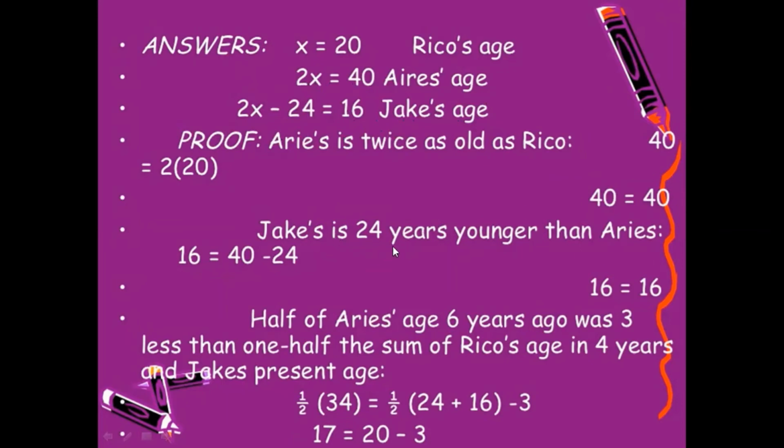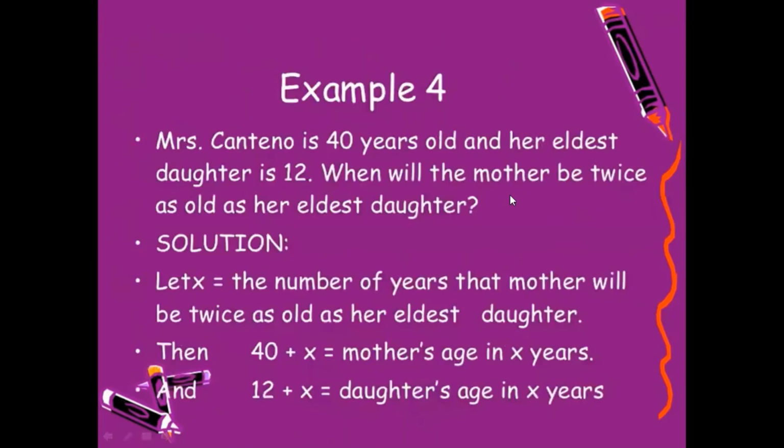Jake is 24 years younger than Aries, so definitely he is 16, half of the Aries age. So this is all about the cross check of your calculation. I'm sure that you have the idea how to check it.